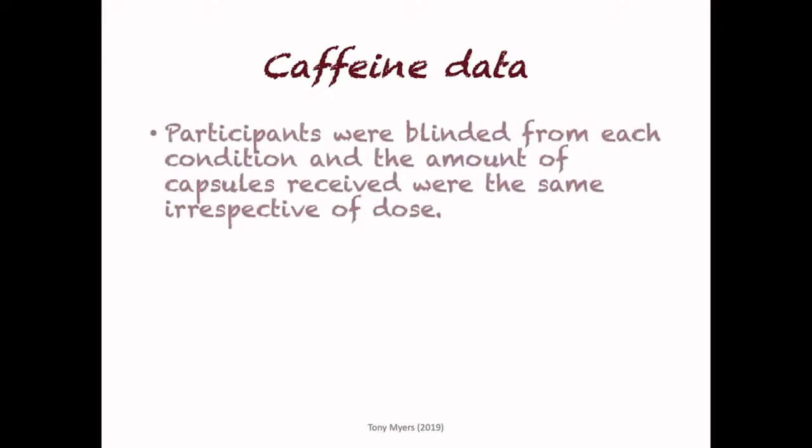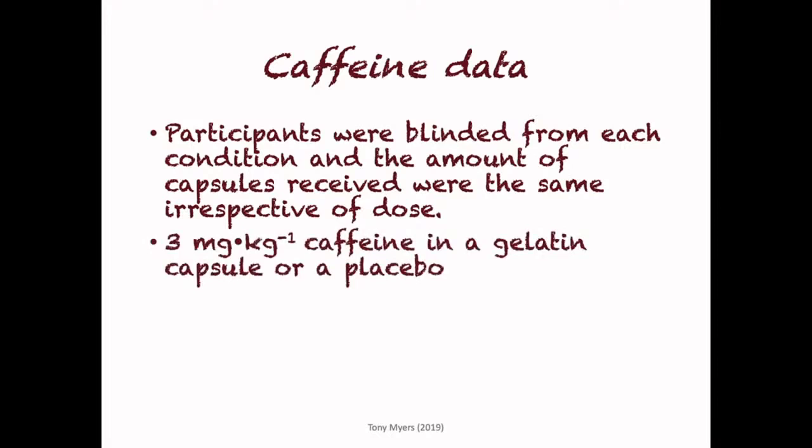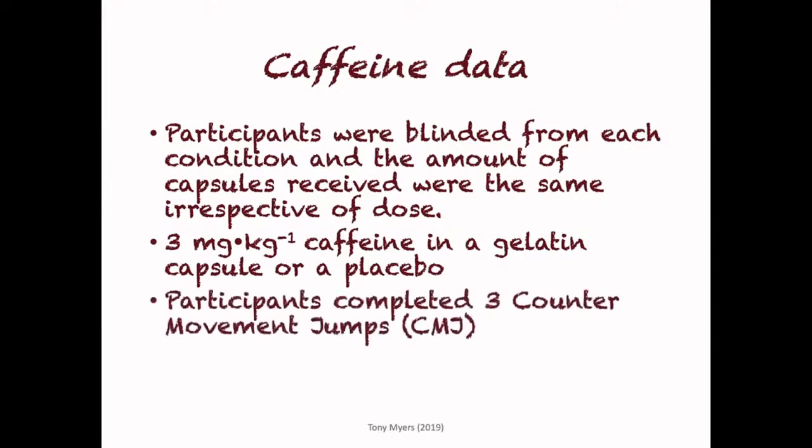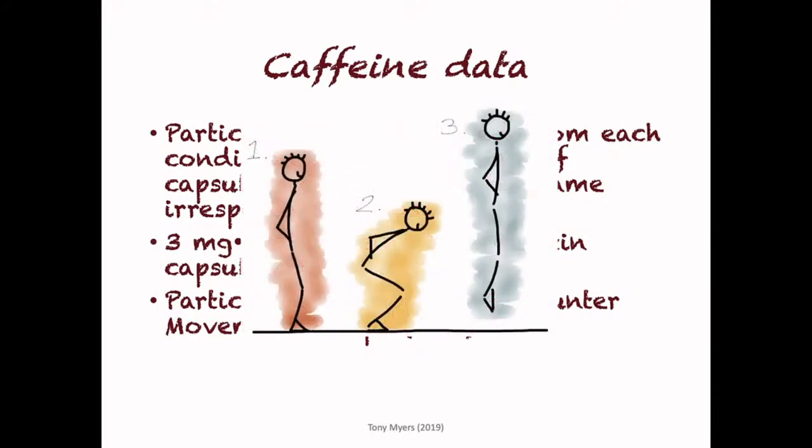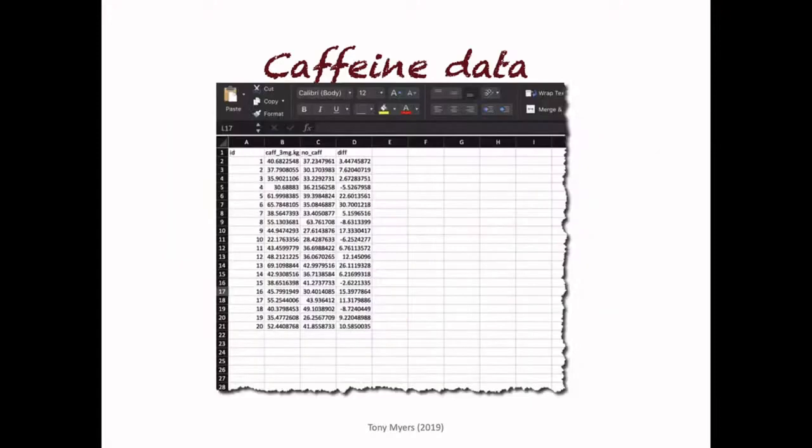It is based loosely on a study that was conducted, in terms of me simulating some values. The actual study involved participants being blinded from each condition, and the number of caffeine capsules received was the same irrespective of the dose. So they got either placebo or 3 milligrams per kilo of body weight of caffeine. The dependent variable in this particular instance is counter movement jumps. This is what the data looks like, in a spreadsheet.